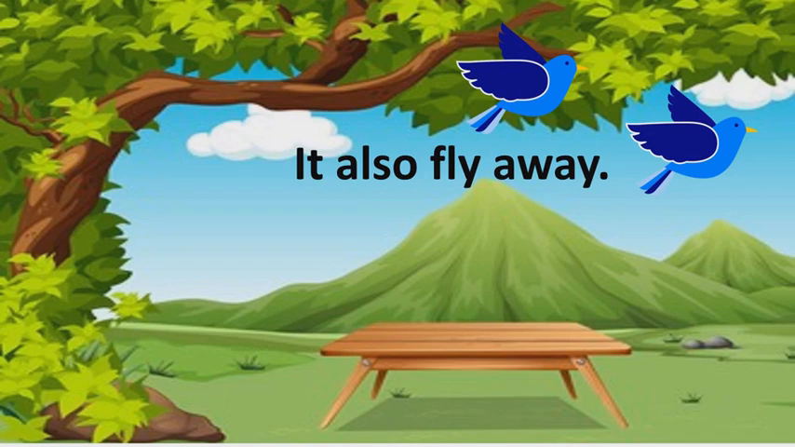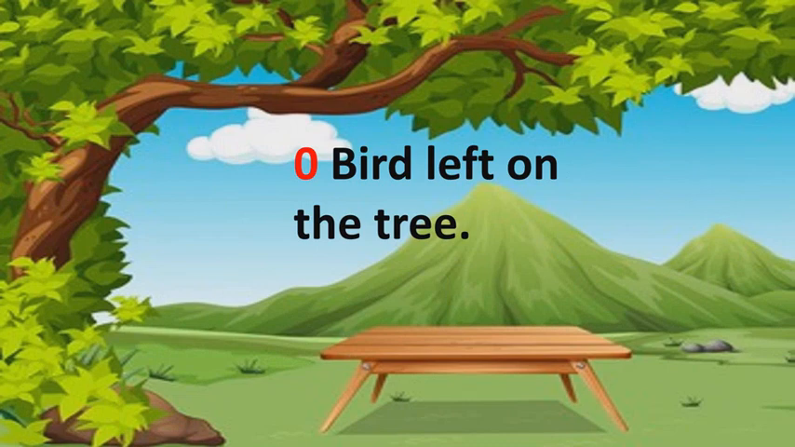Here, the second bird also flies away. Bird number 2 also flies away. You can see that both the birds are flying. No one is left on the tree. Both the birds fly away. So now see how many birds are left on the tree. We can see that no bird is there on the tree.